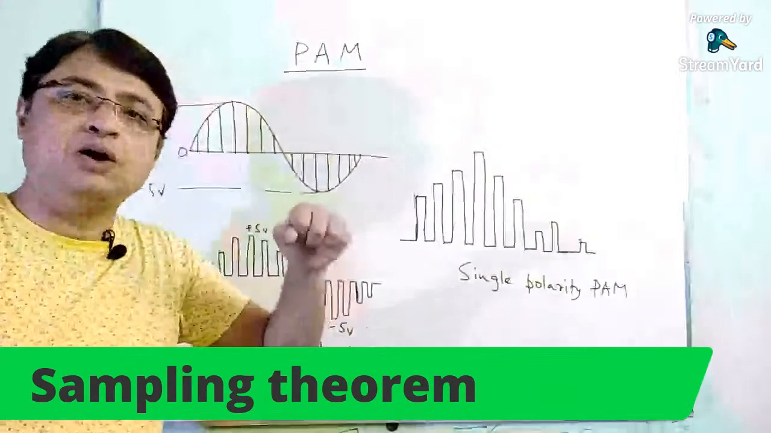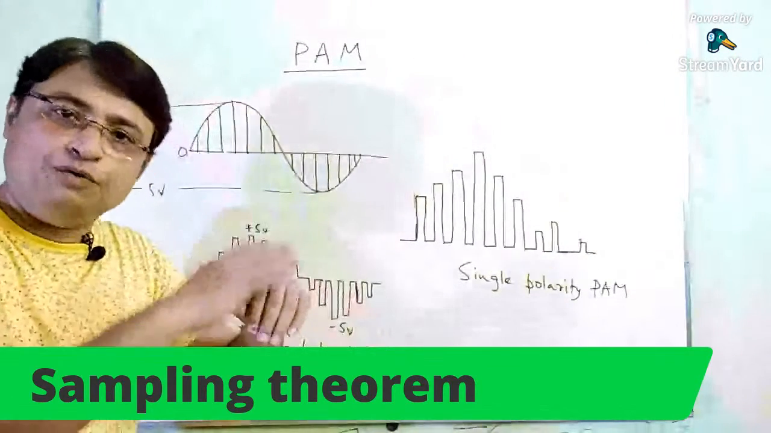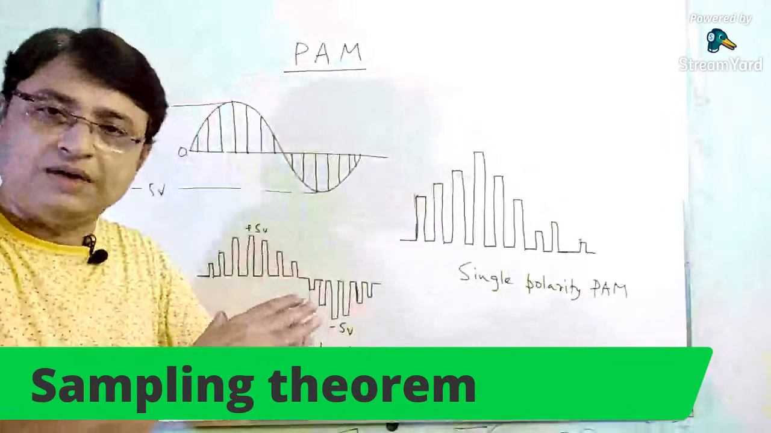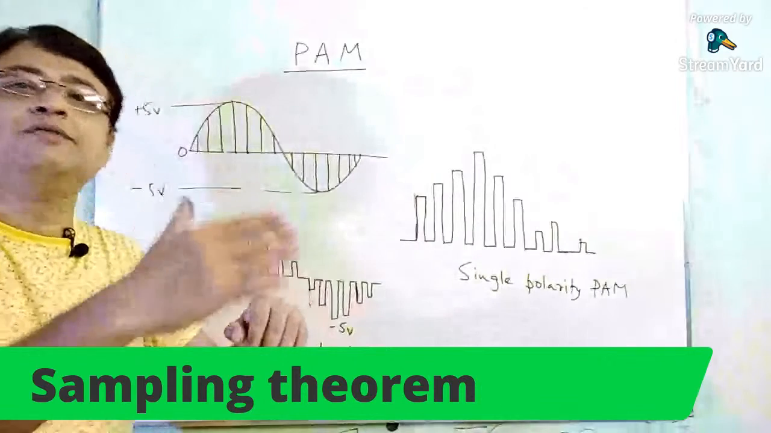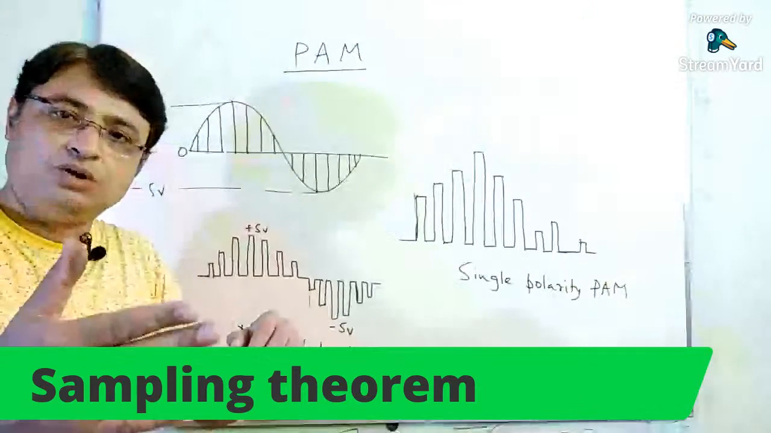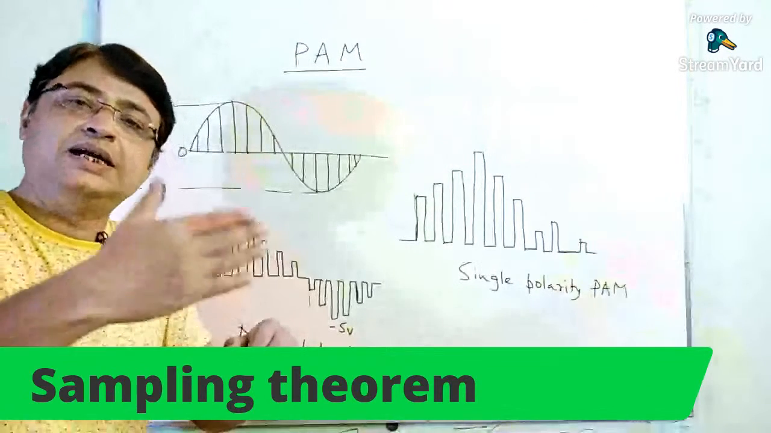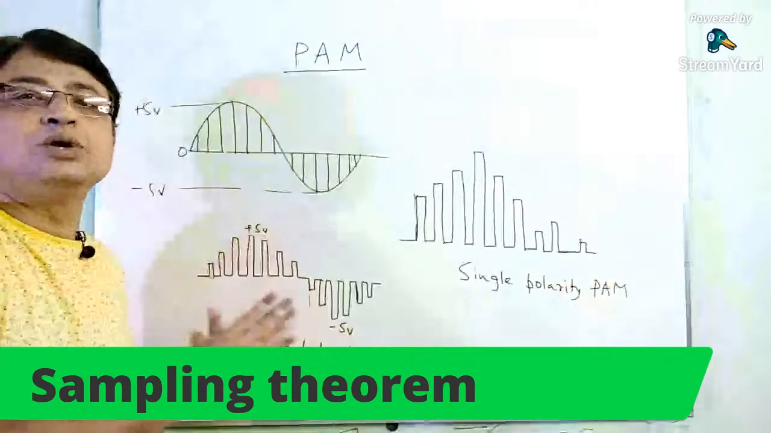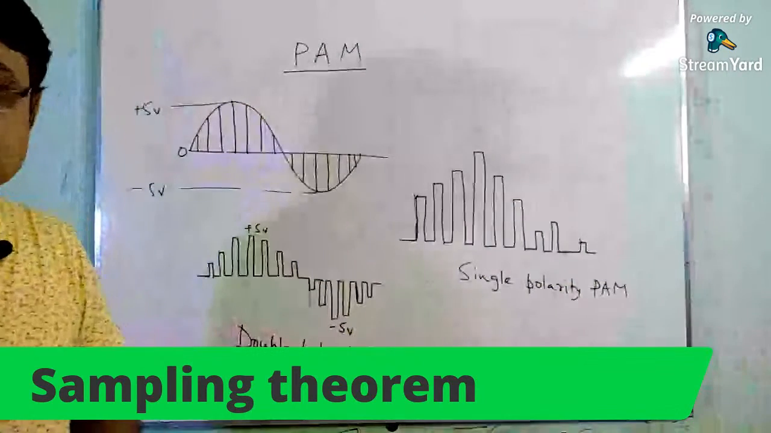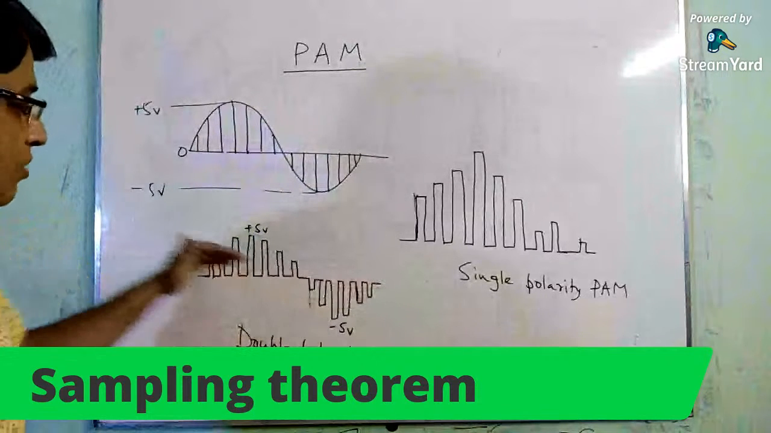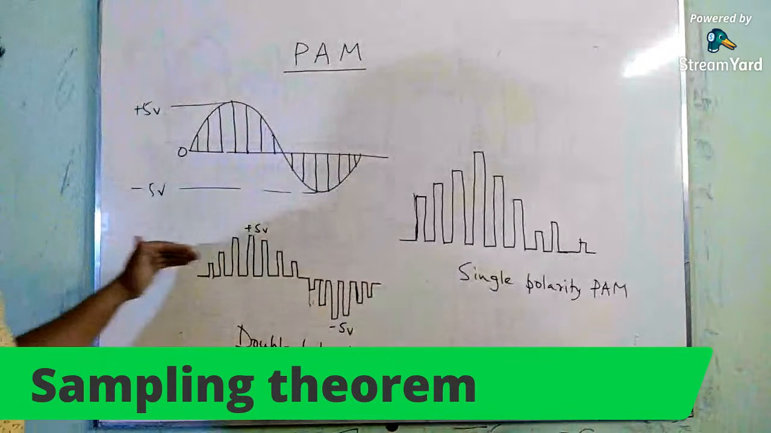So when the sampling occurs, the value found at that instant of time is held. Whether the original signal changes its value, we don't bother here. This is known as the sample and hold circuit, and that's the way we get the flat top sampling.